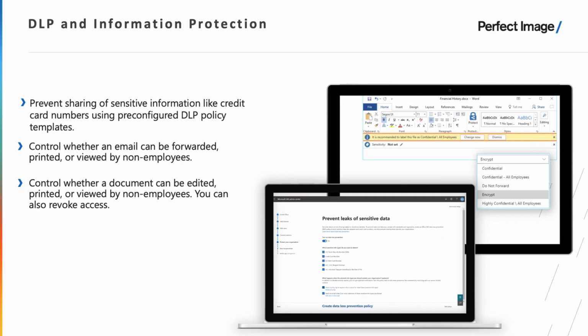Then we kind of move on to the information protection element, right? So this is also known as Azure Information Protection. It's currently being rebranded just to Information Protection. So this gives the options to classify and protect important information and apply the appropriate controls.